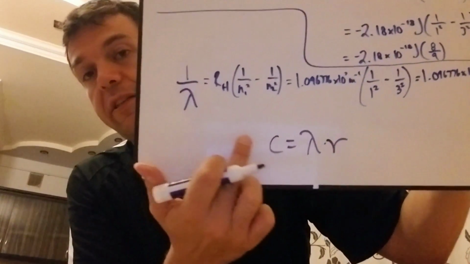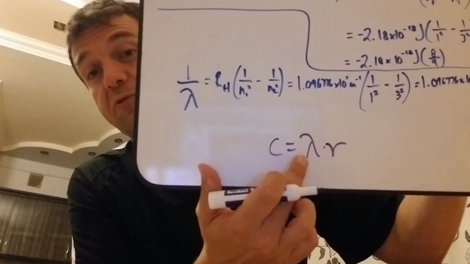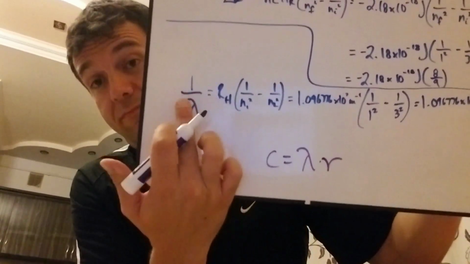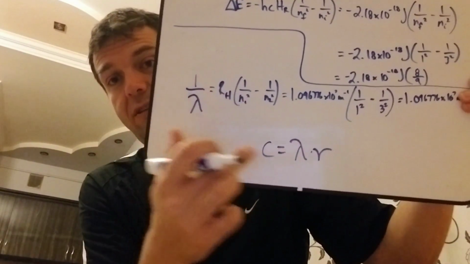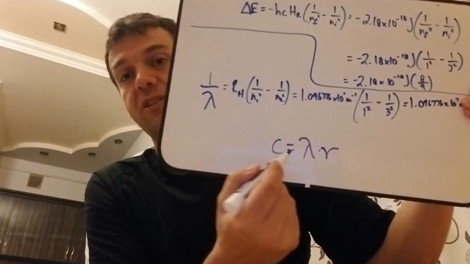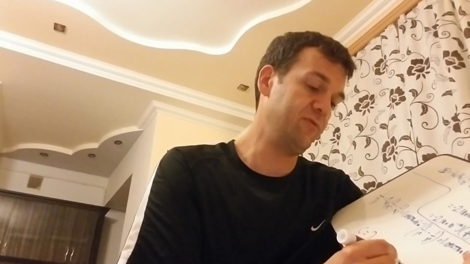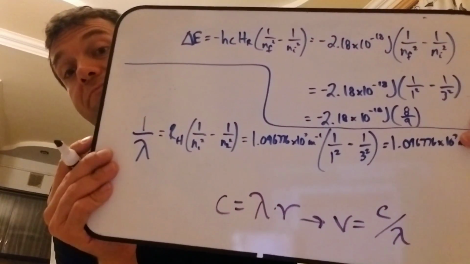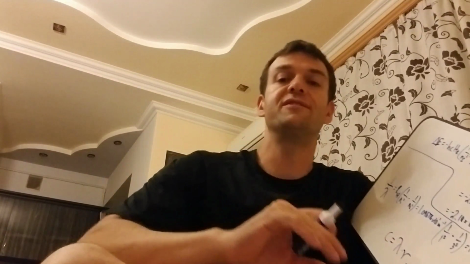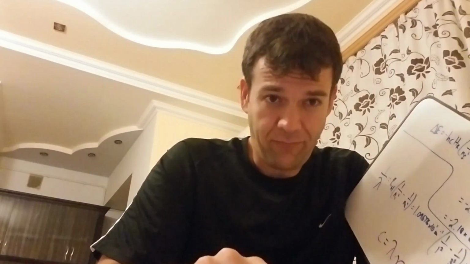It's going to be that. 3 times 10 to the 8th equals what we just got up here in this equation times the frequency, so we can divide both sides by lambda, and we end up with the frequency equals speed of light divided by whatever we just got in part B. Plug and chug city. That's all we need to do.